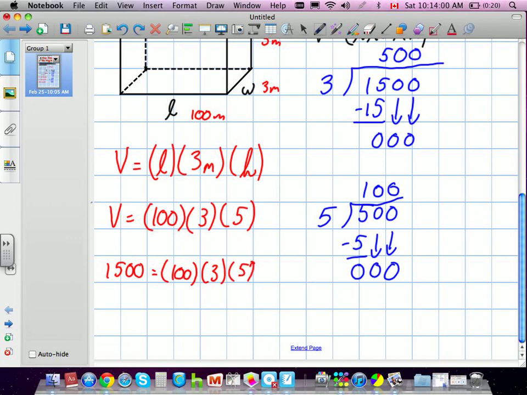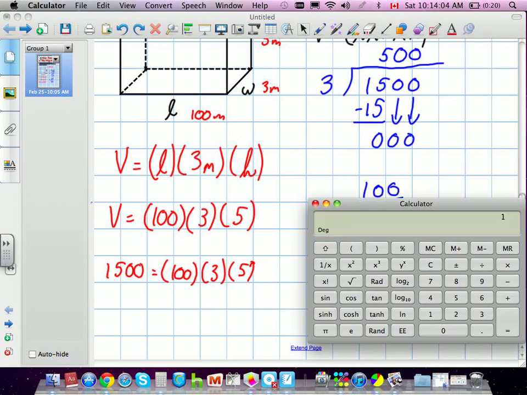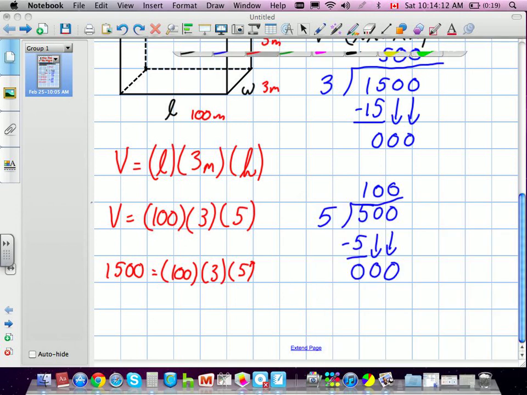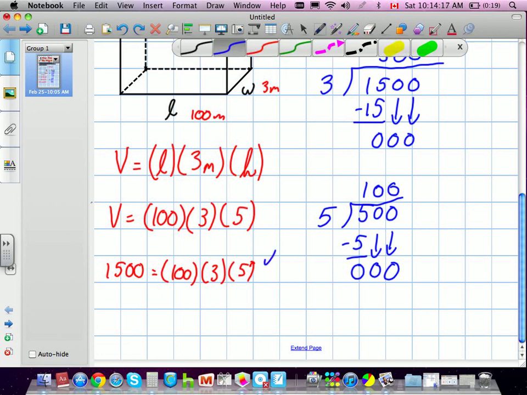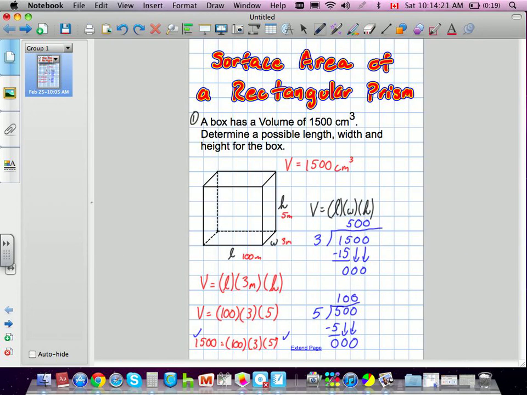is 1,500. So I'm going to bring up a calculator here. There you go. So 100 times 3 times 5. Does it work? Yeah, it works. So we know that those are equal, so I'll put a little check mark on blue. So they both equal. So in the end, in order to find this, we actually had to do some division. We divided some numbers that we knew were multiples of 1500 to get some lengths. Now I could have divided other numbers and got different lengths. So this isn't the only answer, but this is one possible answer to this question.